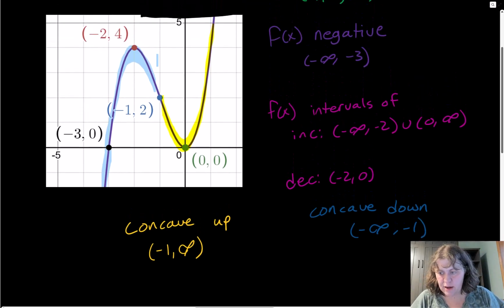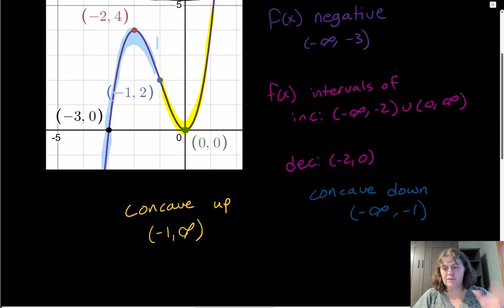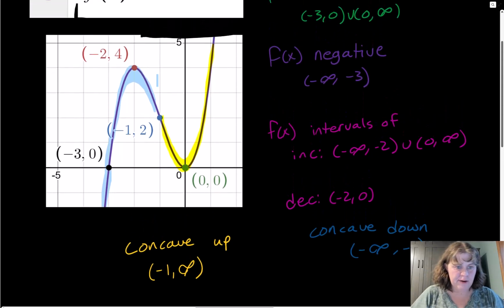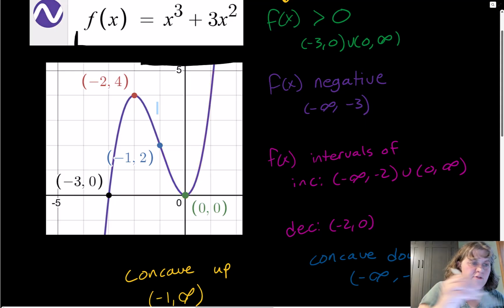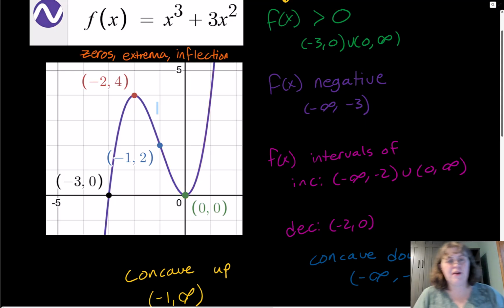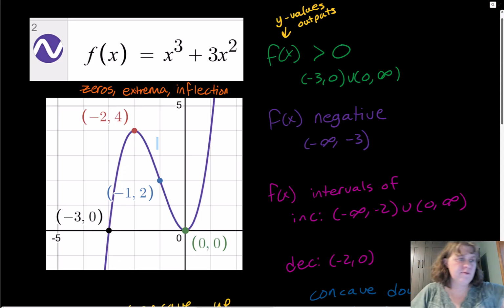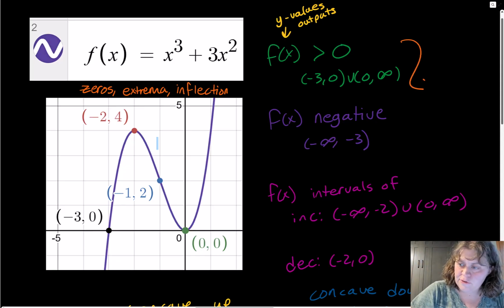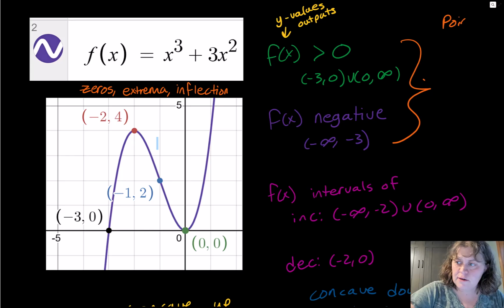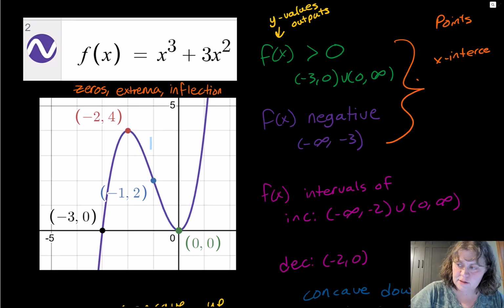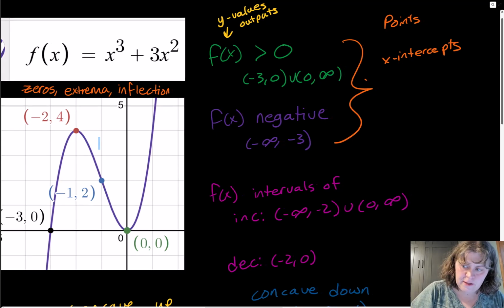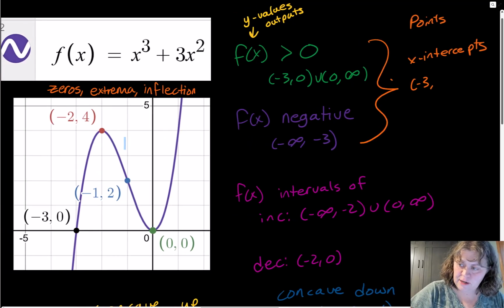So I've got my positive, negative, I've got my intervals of increasing, decreasing, and I've got my concave up and concave down. Now, all of these things have borderline points. So just to talk about that real quick, in between positive and negative, I care about zeros. So the zeros of this function, or x-intercepts, we'll do x-intercepts because I'm wanting to talk about the points. So my x-intercepts are (-3, 0) and (0, 0).